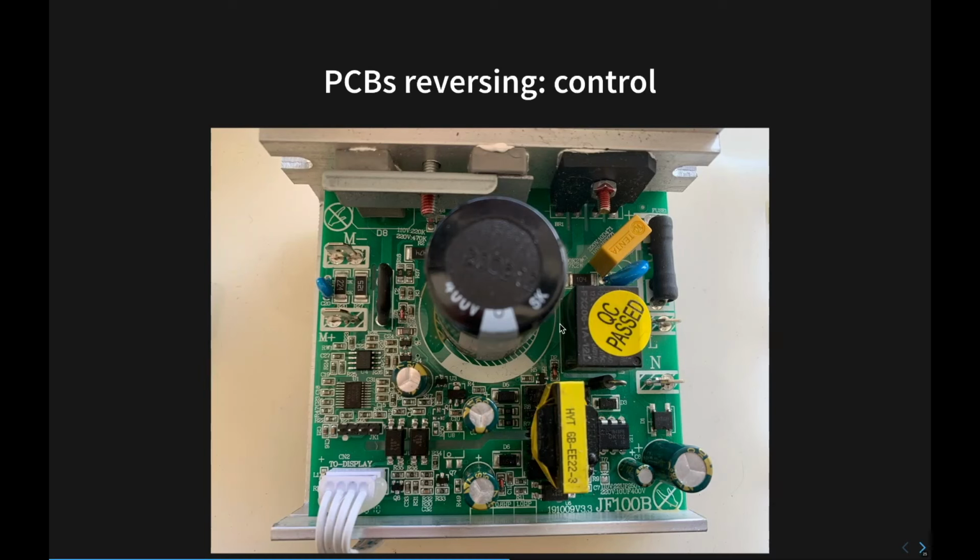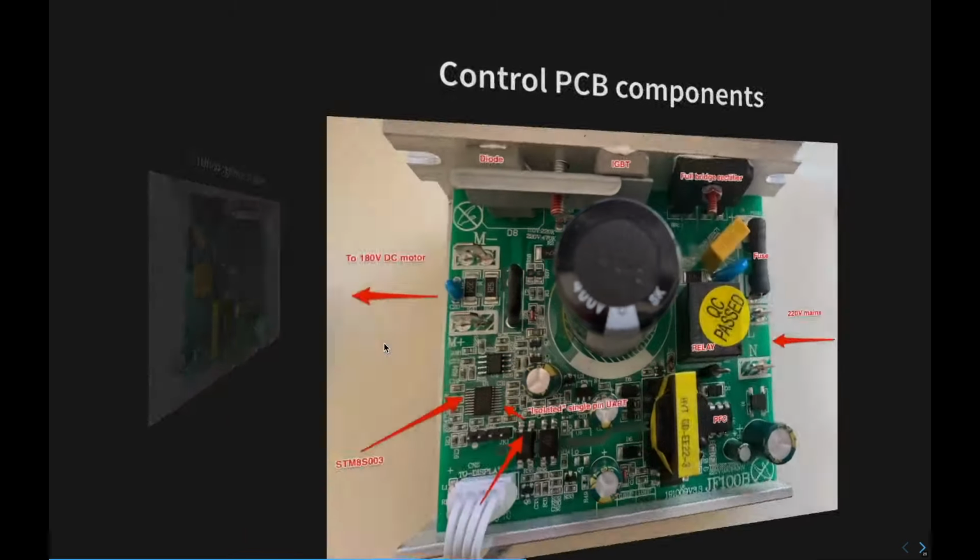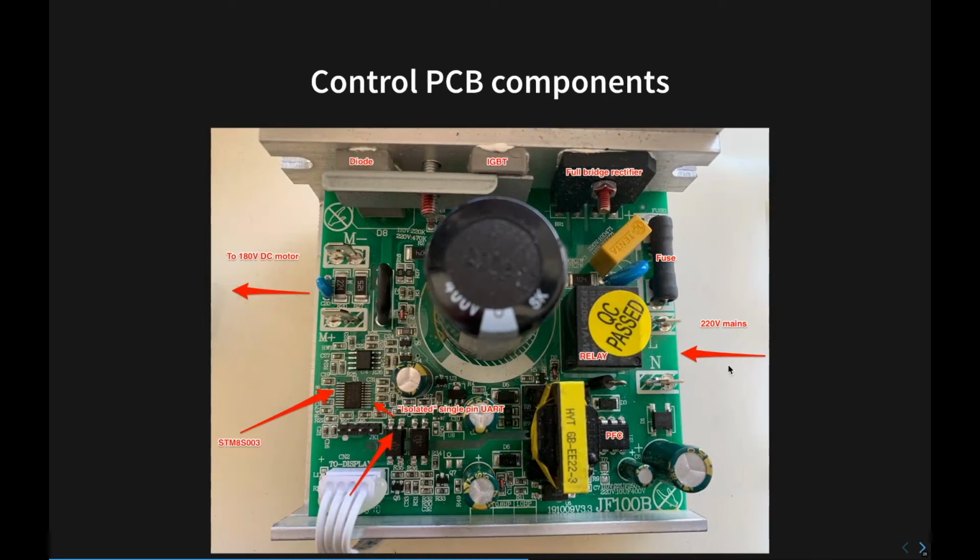Then there's the other board that essentially controls the 180 volt DC motor that moves the treadmill itself. I also annotated the overall function of the different pins. So you have the 220 volt input from mains in your home, and then the output is here in the motor. And here you have the STM8S003.